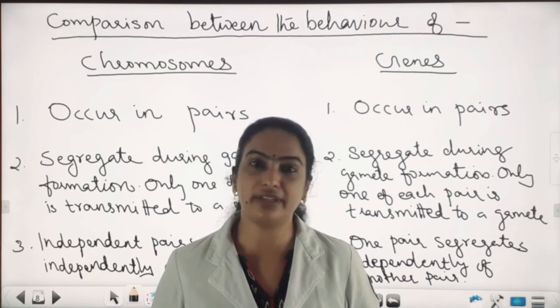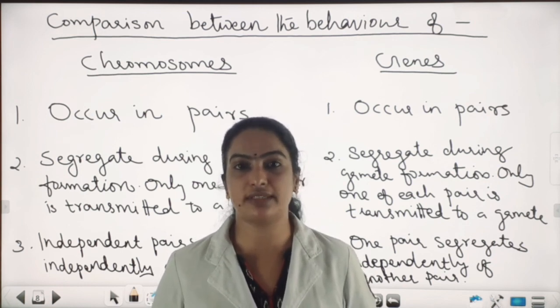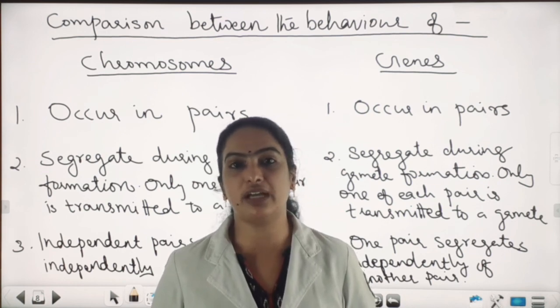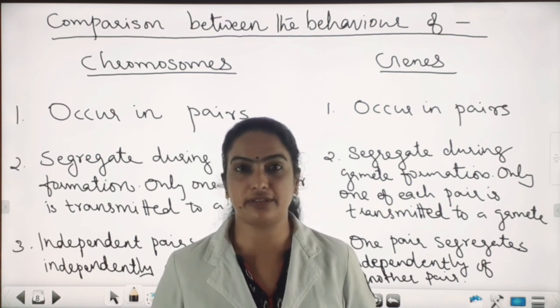Hope you understood everything about the dihybrid cross, chromosomal theory of inheritance and pleiotropy. That's all for today.